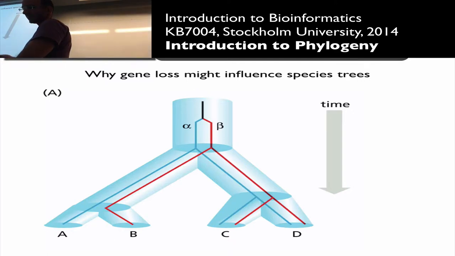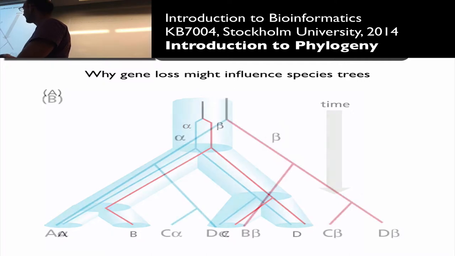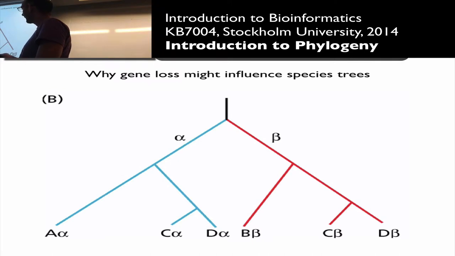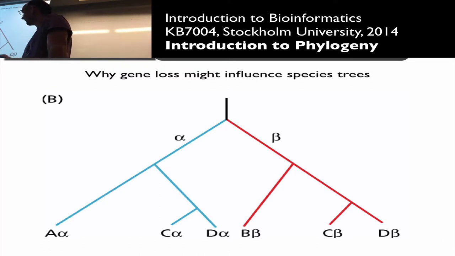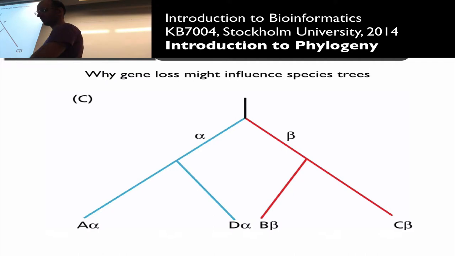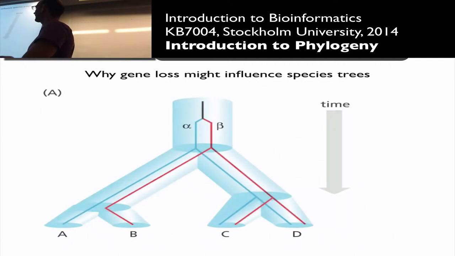So actually, in this case, you will get a tree that looks like that. A alpha will be most similar to C and D, and B will be most similar to C and D. So if you look at these genes, you would think that A is most similar to D, and B is most similar to D, particularly if you don't have these. We get a species tree that looks like this, which is wrong, because the species tree should look like that.